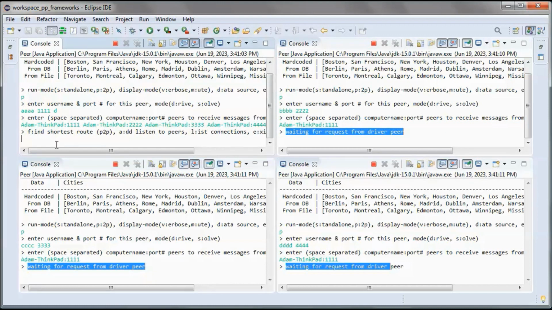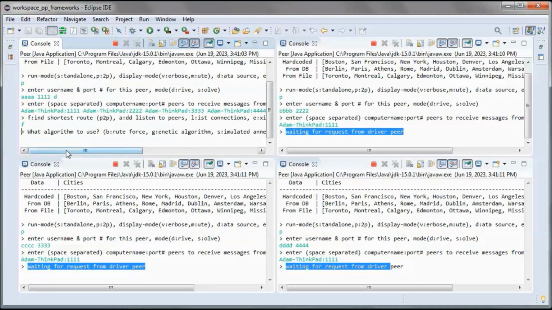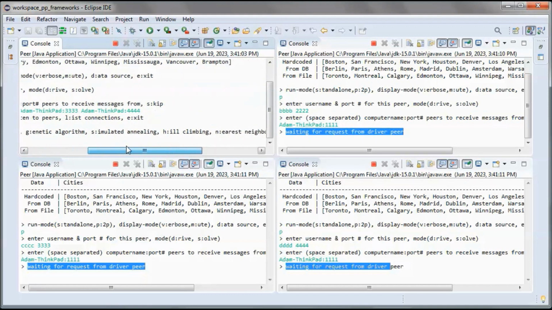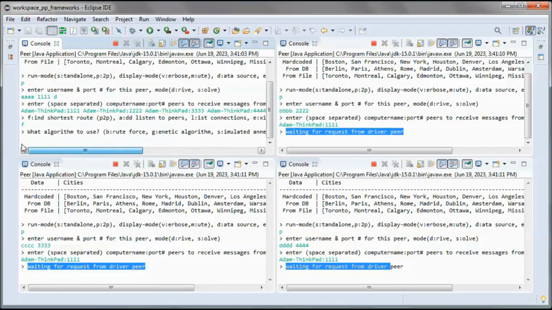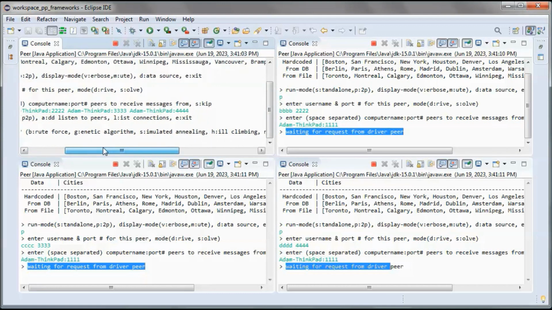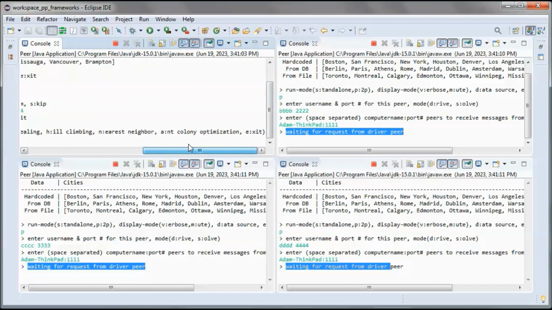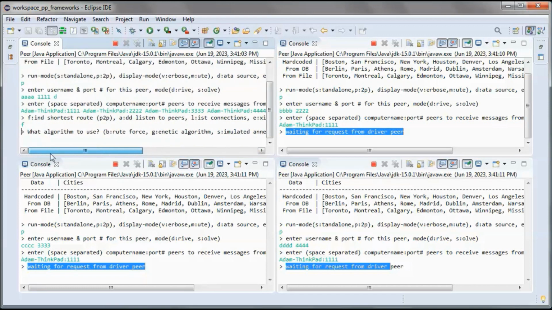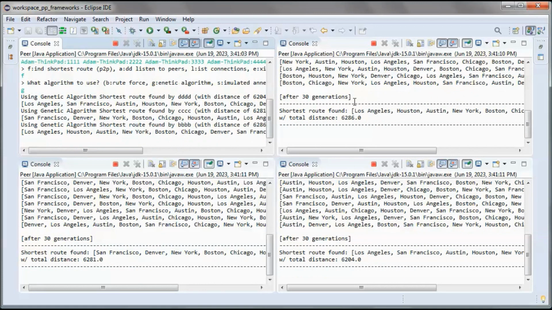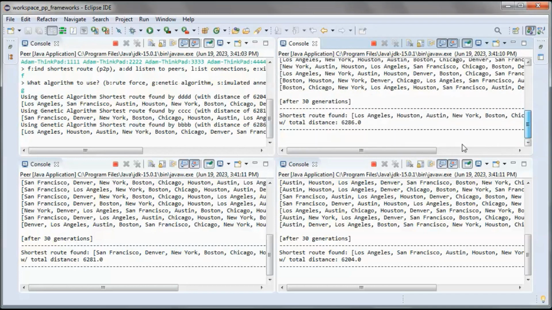And so the driver peer wants to find the shortest route, and it can use any one of the 6 algorithms that we have here: either brute force, or a genetic algorithm, or simulated annealing, or hill climbing, or nearest neighbor, or ant colony optimization. So let's start with genetic algorithm. And each one of those found the shortest route and returned it.